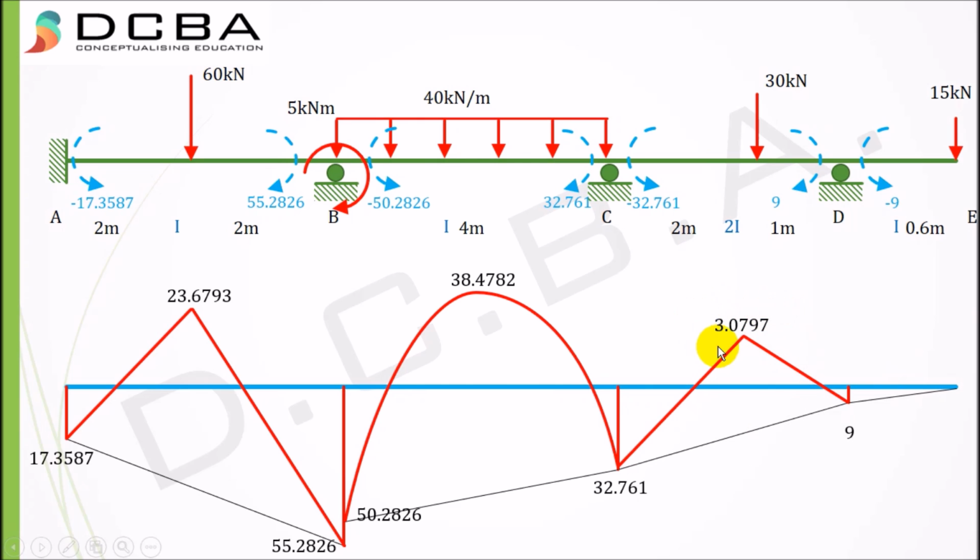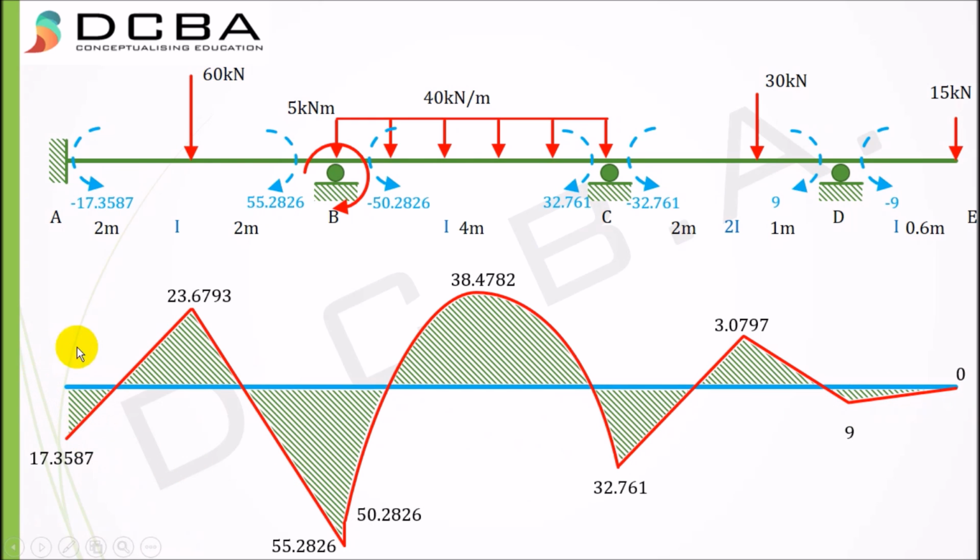This is the correct bending moment value, and we have to just join this to 0, because here the moment will be 0, right? This is the end of the beam and there is no support there, so it is 0. This is your final bending moment diagram here.